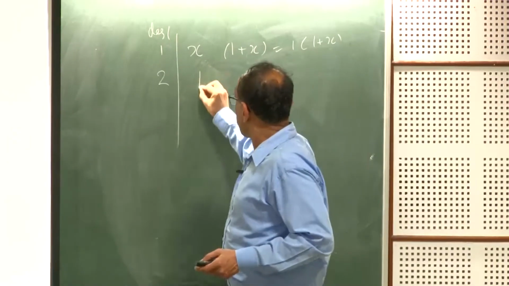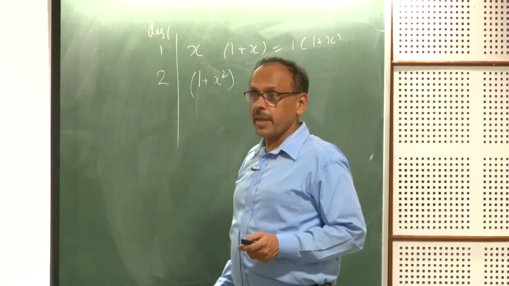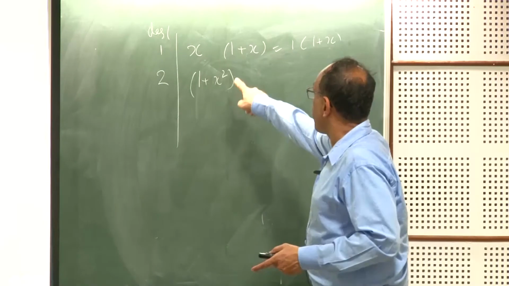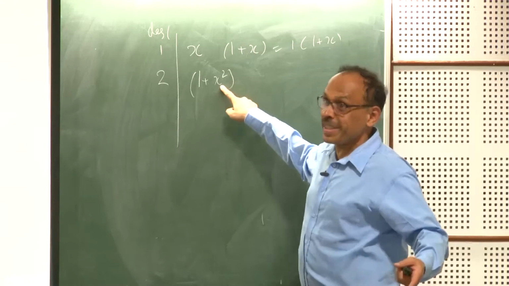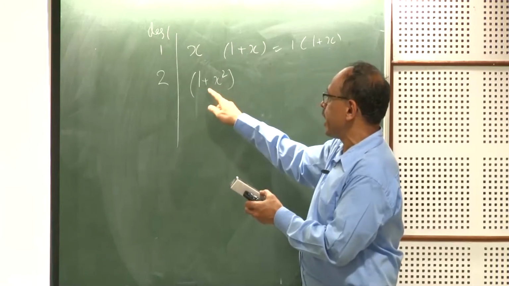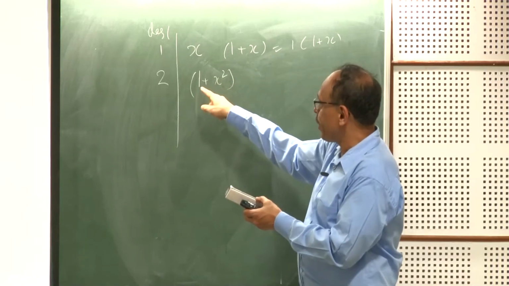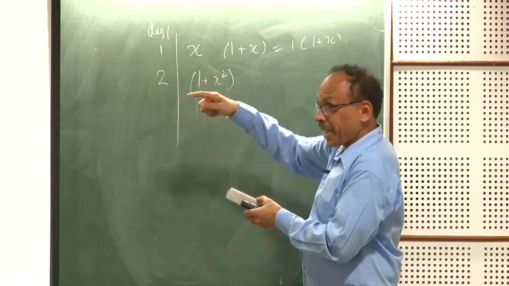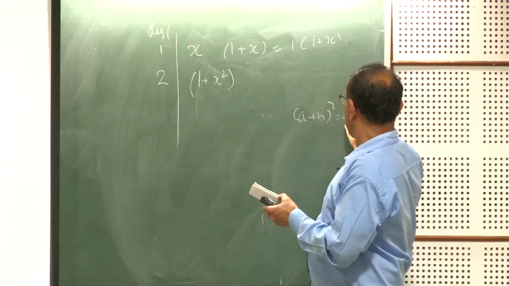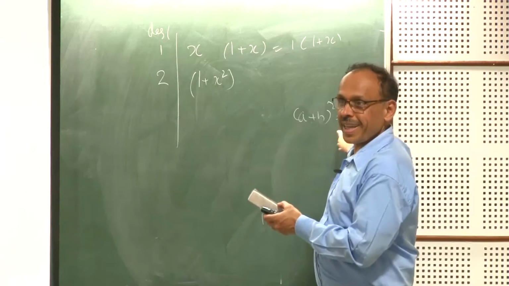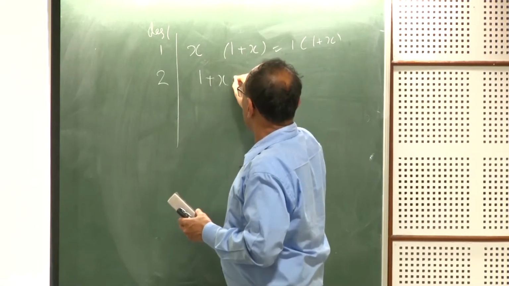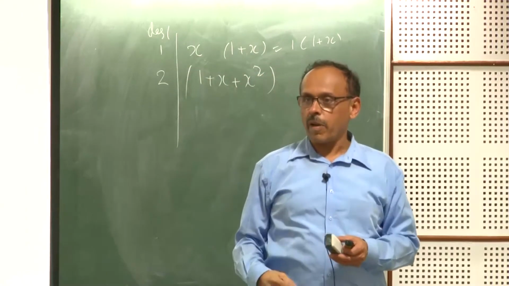Can I take 1 plus x squared as irreducible? Try. You can't, because if I divide 1 plus x squared by 1 plus x, it divides. You can see that 1 plus x squared is the same as (a plus b) whole squared, where 2ab is anyway 0, leaving 1 squared plus x squared. We had proved that (a plus b) whole square is the same as a squared plus b squared in GF(2), and the same holds in GF(p). So this can't be irreducible. You will find that 1 plus x plus x squared is the only irreducible polynomial of degree 2.